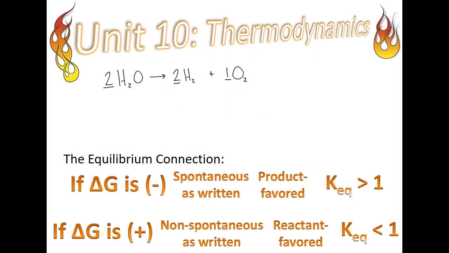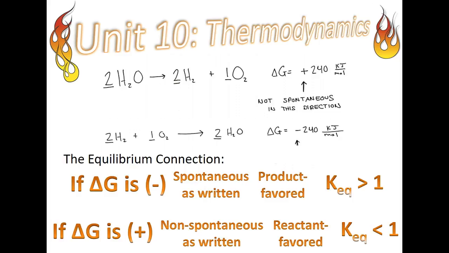I have here the reaction of water turning into hydrogen and oxygen. Its delta G value happens to be positive, which means it's not spontaneous as written. We now know that you could also say this is a reactant favored reaction. The cool part is, if you flip it around to the reverse reaction, the sign for delta G switches just like you would expect for an enthalpy or any other thermodynamic property.